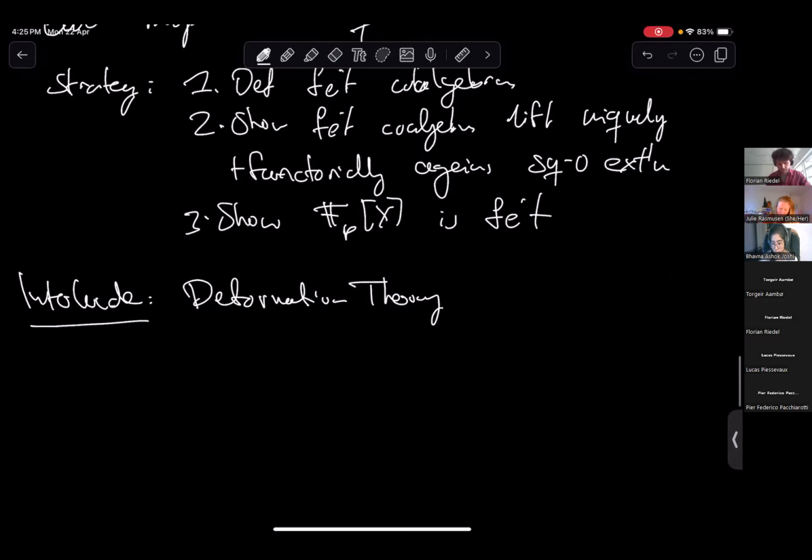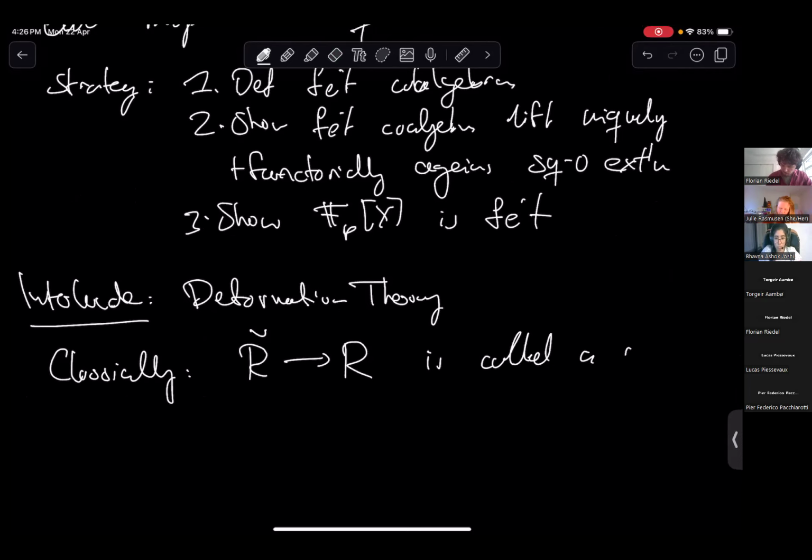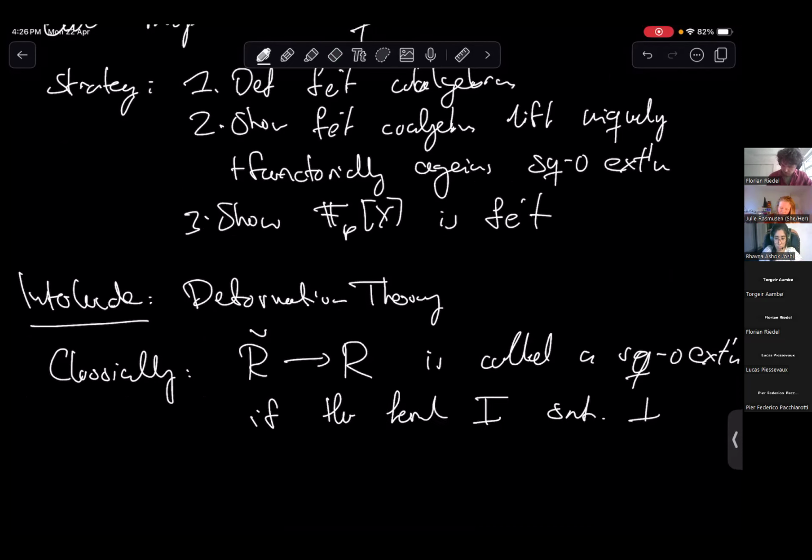So of course, classically, a map of ordinary discrete rings is called a square zero extension if the kernel I satisfies I squared is 0. This is probably most everyone's familiar with.